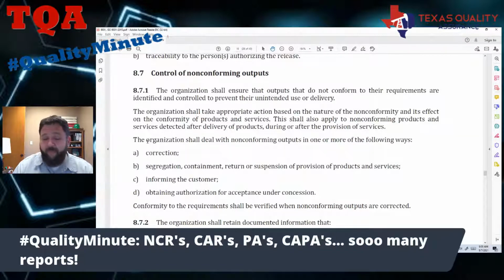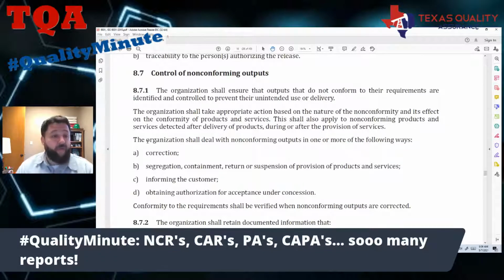A lot of times we call these either our acceptance criteria or disposition code, something along those lines. So was this a correction? Okay, we fixed it. It broke, I fixed it. I tell people all the time that's what an NCR is. The NCR is the I-broke-it, I-fixed-it form. So it's a correction. Maybe it's segregation, containment, return, or suspension of provision of products and services.